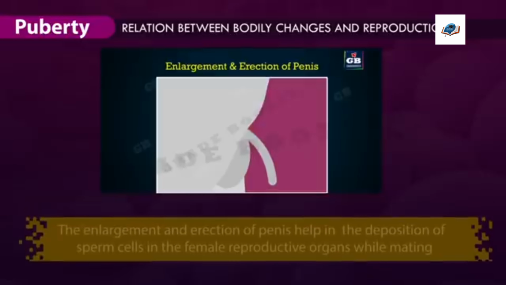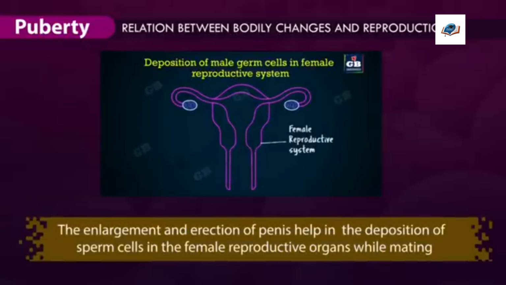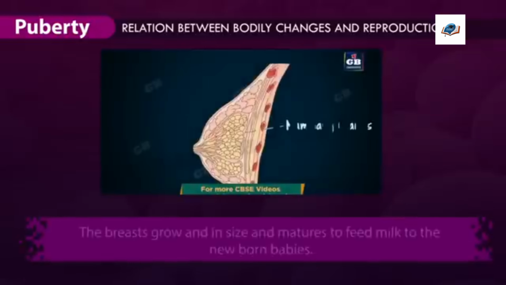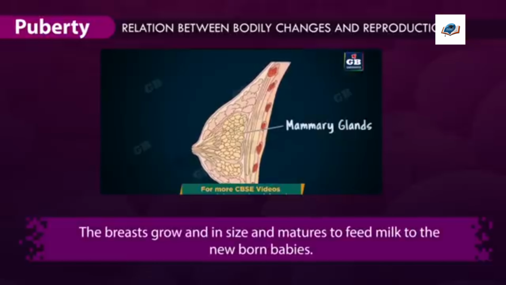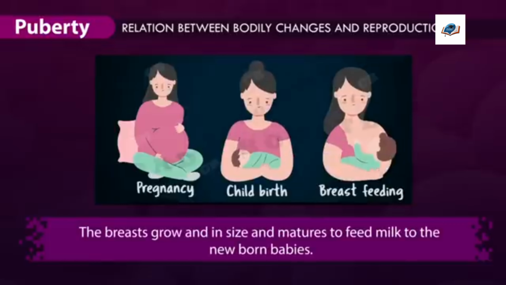The enlargement and erection of the penis helps in the deposition of sperm cells in the female reproductive organs while mating. The hips of the females become wider to facilitate pregnancy and delivery of the baby. The breasts grow in size and mature to feed milk to the newborn babies. This is all about puberty.